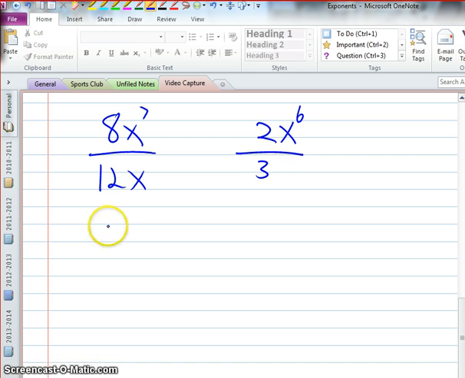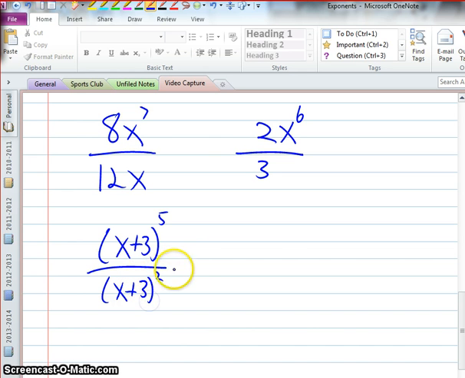And last example, you can even see this with binomials. But exact same principle. 5 minus 2 is 3, and that's all there is to it.